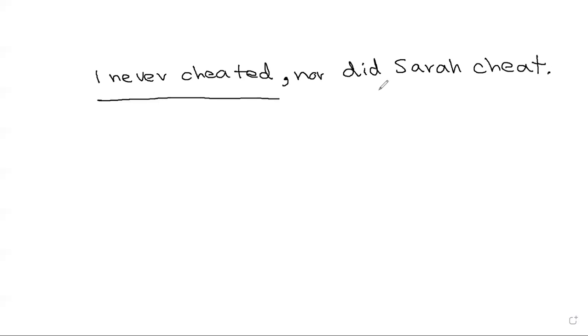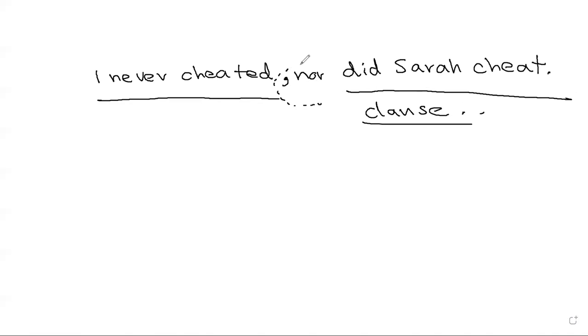Independent clause, independent clause. But this is a clause if you can't see it, but it is a clause because it's got a subject and verb, and it can stand by itself. So comma nor here is used because you're saying the negative. So you did not cheat, okay? And then Sarah did not cheat.